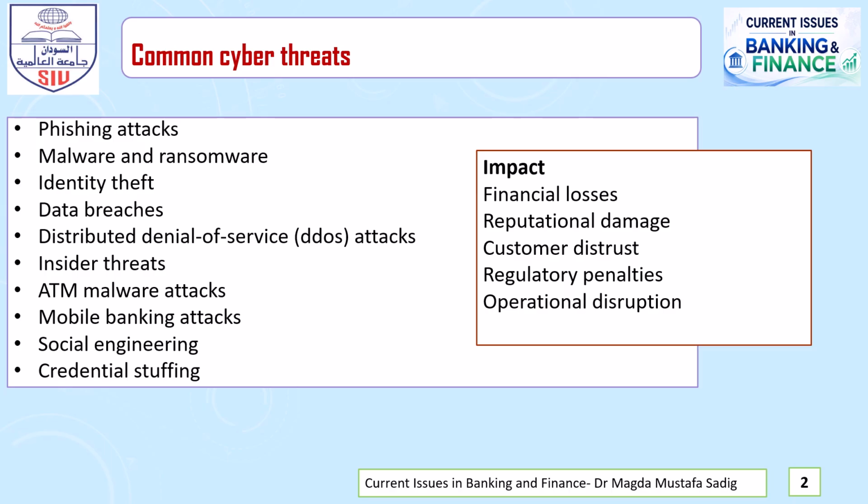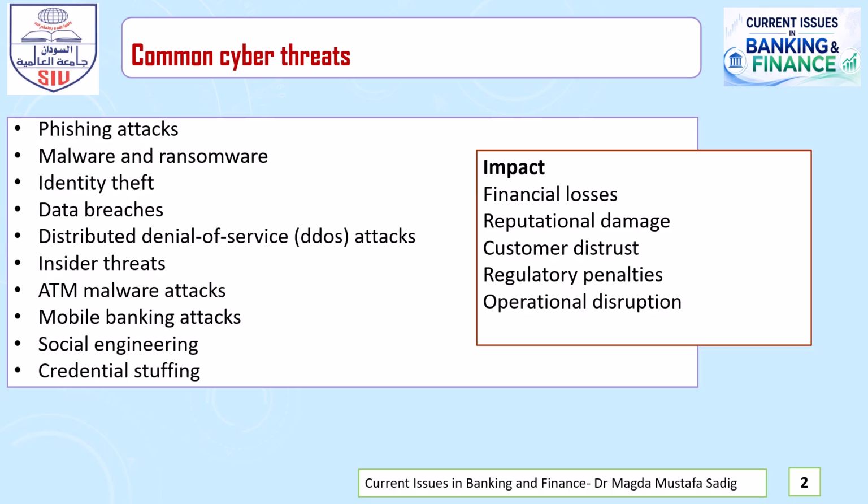Example: a customer receives an email saying, "Your account has been suspended. Click here immediately." The website looks identical to the bank's official website, and the customer unknowingly provides login information to criminals. Second, malware and ransomware.